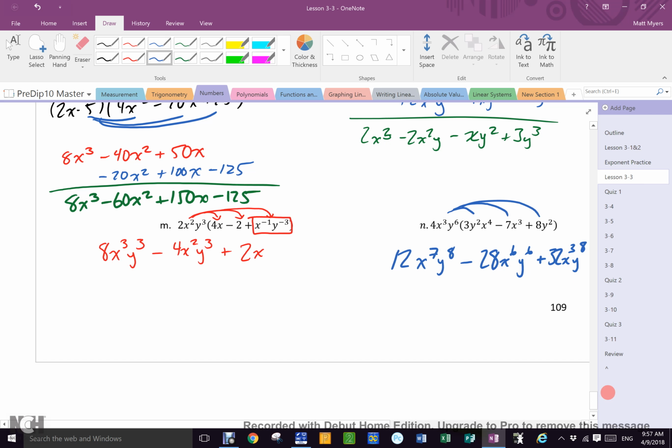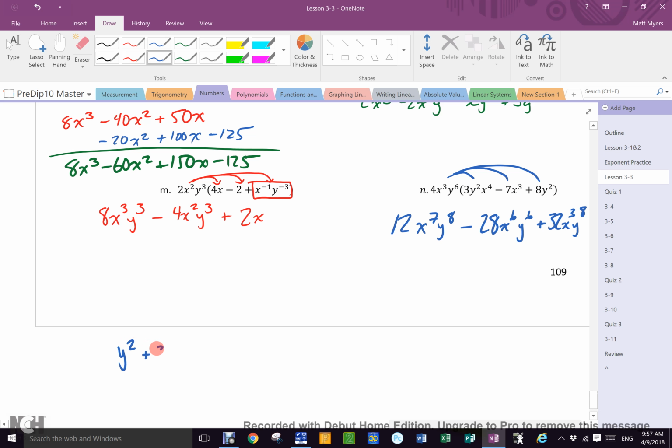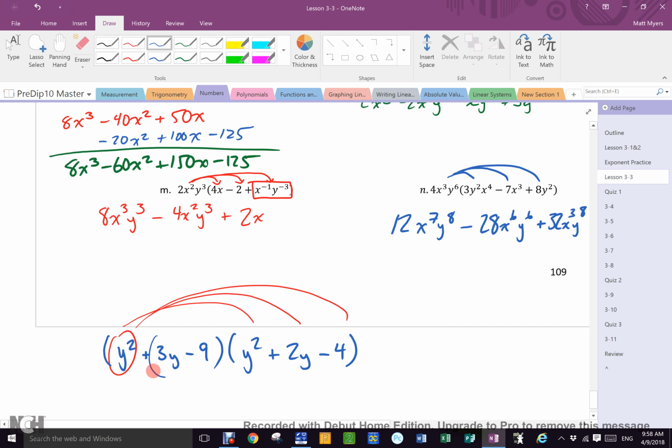Can everybody multiply polynomials? Yes, pretty easy. What if I gave you this? Could you multiply that? Why don't you just combine all the terms? There are no like terms to combine. You have to multiply first. Where does that first y squared have to go? To everything. Where does that second 3y have to go? To everything. Where does that third 9 have to go? To everything. And you would group your like terms.